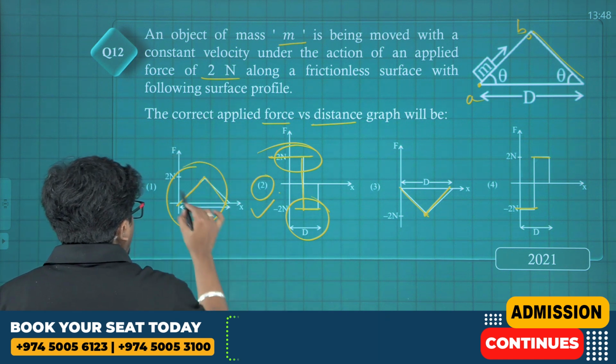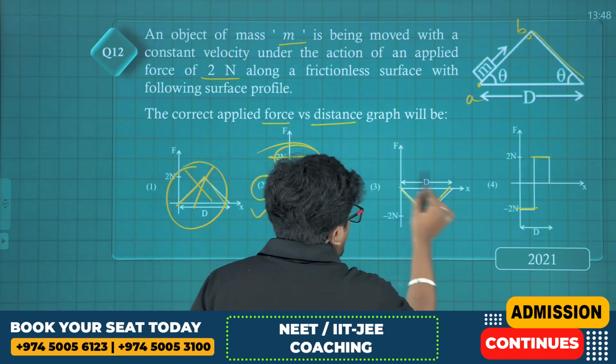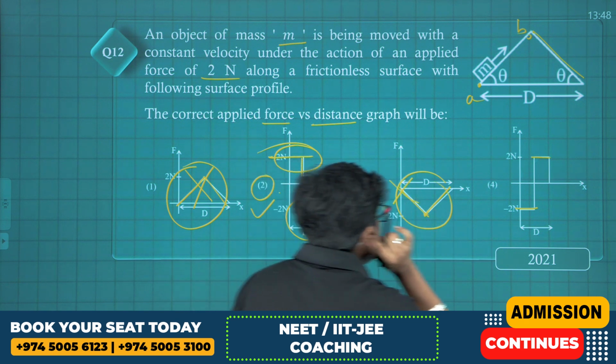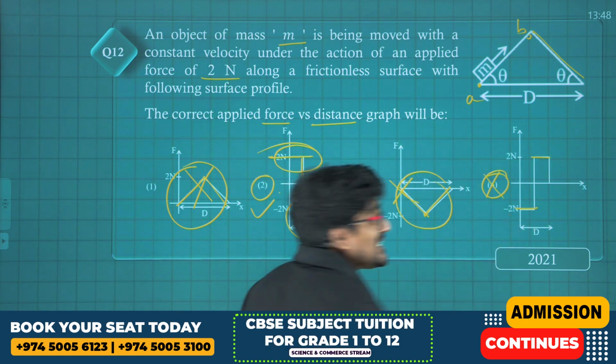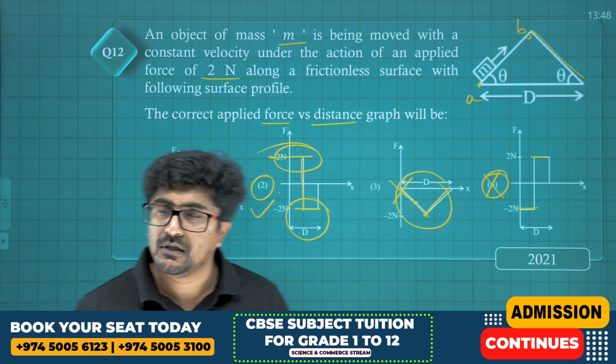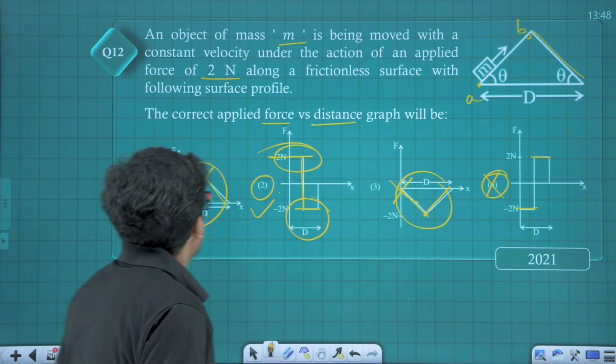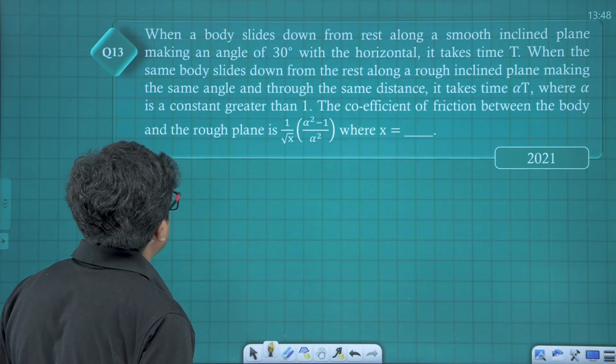Here it's constantly varying, not possible. Here constantly decreasing and increasing, not possible. Here this part doesn't satisfy the direction of F. That was it. Okay. Now if we move to the next, that is question number 13.